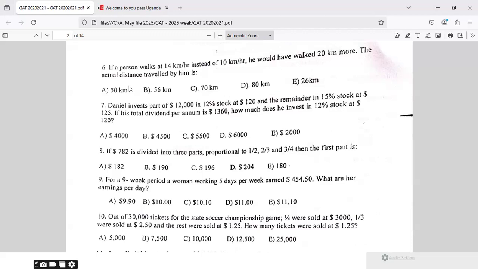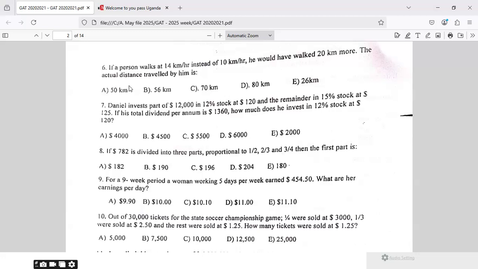Now, the actual distance traveled by him is, meaning they wanted us to find out the distance of moving with the speed of 10 kilometers, because that was the actual speed. So the first thing is to first understand the actual speed that was traveled. Now this one, the 14, is just an extra. The 14 is just trying to give us how much time was spent between those two speeds. So it's a matter of considering 14 minus 10.